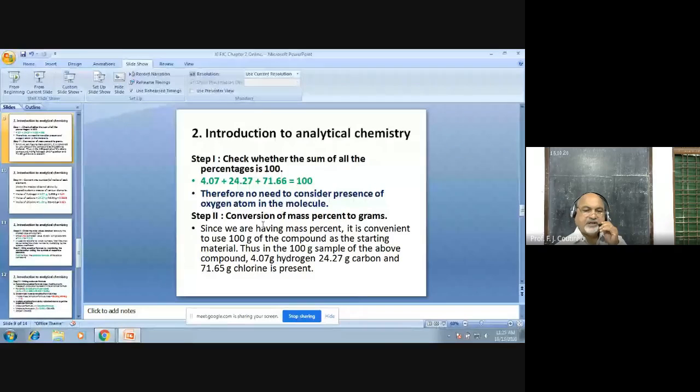The second step: conversion of mass percentage to grams. Since we have mass percentage, it is convenient to use 100 grams of the compound as the starting material. Thus, in the 100 gram sample of the above compound, hydrogen is 4.07 grams, carbon is 24.27 grams, and chlorine is 71.65 grams. In the tabular form we required 3 lines, but see how one full paragraph is gone. Okay, the next slide.